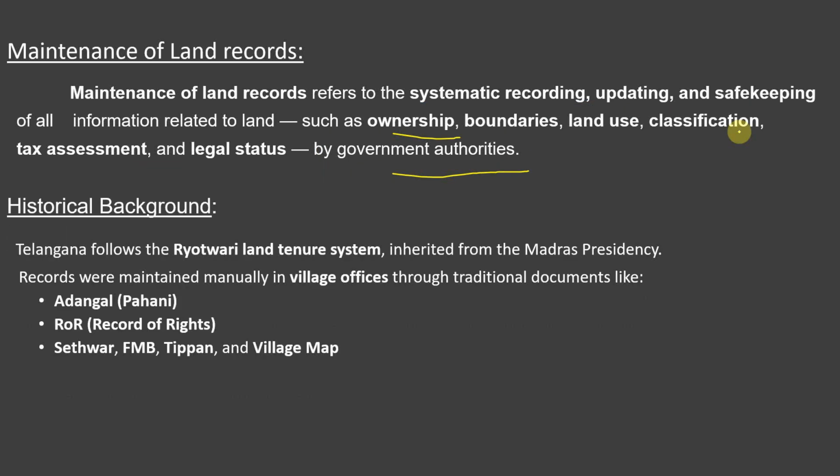In Telangana, the ryotwari land tenure system was followed. This was inherited from the Madras Presidency. Records were maintained manually in village offices through traditional documents like Adangal, ROR, Sethwar, FMB, Tippan, and village map. So records were maintained manually, that is, in a written form in a book or some documents, as there was no digitalization or technology in those times. So they used to write it in a book manually. These are the documents which helped in maintaining the records, that is the Adangal, ROR, Sethwar, FMB, Tippan, and village map. So let us understand in detail about these documents.